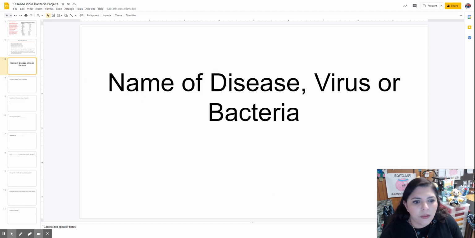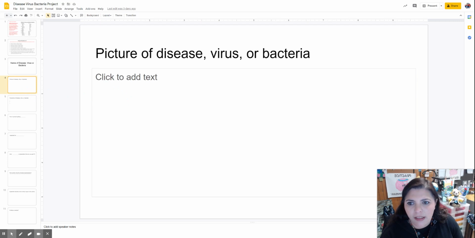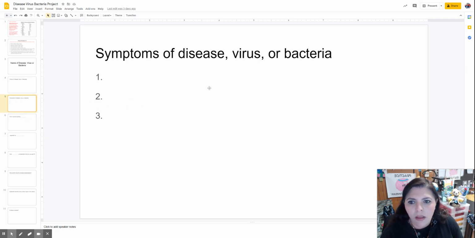Here, what you would do is you would replace this title with the name of the disease, virus, or bacteria, okay? Next slide, here you would insert a picture of the virus itself, or the bacteria itself, or even a person with symptoms of the virus. I've given you 3 bullets here to write down symptoms of the disease.